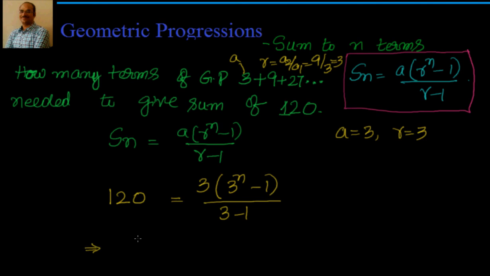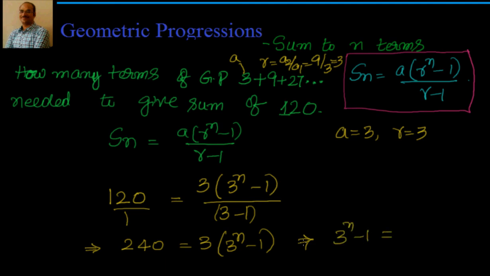Now what I have to do is very simple. I have to find out the value of n. So let us do cross multiplication now. 3 minus 1 is 2, 120 into 2 is 240. 240 equal to 3 into 3 to the power of n minus 1, or I can say that 3 to the power of n minus 1 equal to 240 by 3, 80, or 3 to the power of n equal to 81. Now I have to write 81 as a power of 3, so 9 9s are 81, that's 3 to the power of 4, which gives me n equal to 4.